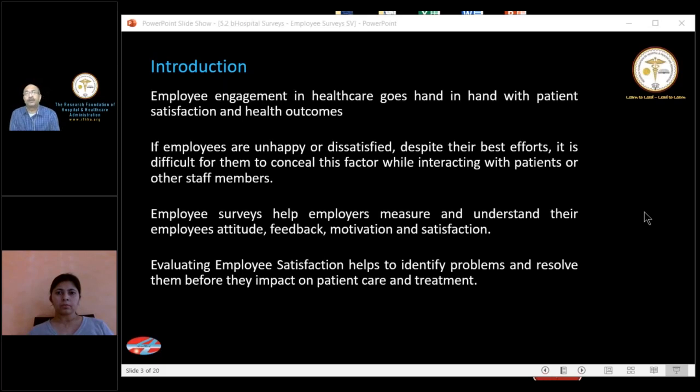But when we say employee survey, especially in this context, we are looking at all categories of people, including those who are not employees in the true sense.